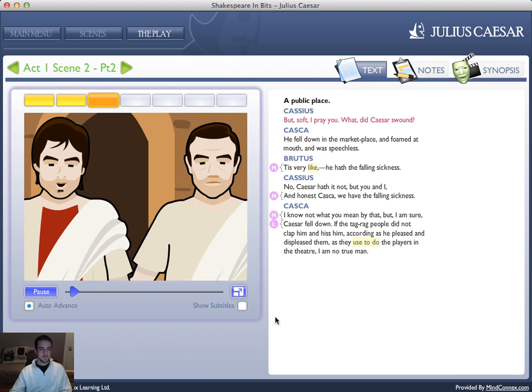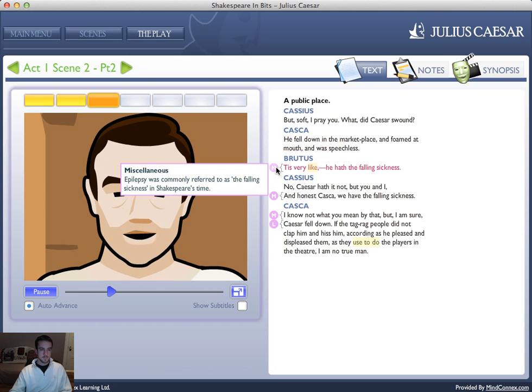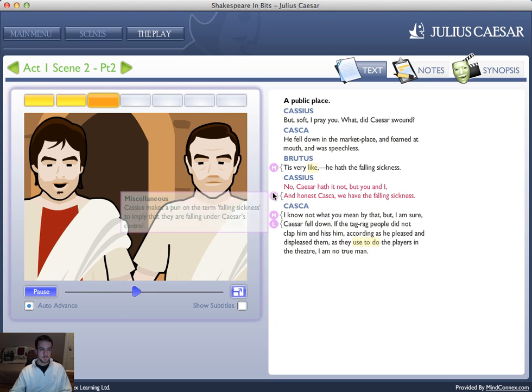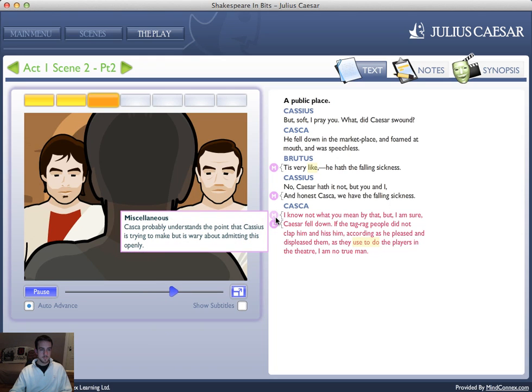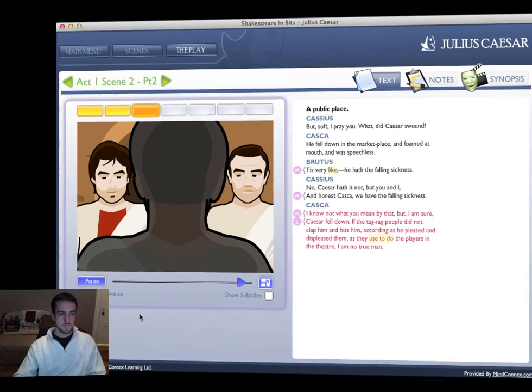But soft, I pray you, what? Did Caesar swoon? He fell down in the marketplace and foamed at mouth and was speechless. 'Tis very like. He hath the falling sickness. No, Caesar hath it not, but you and I and honest Casca, we have the falling sickness. I know not what you mean by that, but I'm sure Caesar fell down. If the tag-rag people did not clap him and hiss him according as he pleased and displeased them, as they used to do the players in the theatre, I'm no true man.